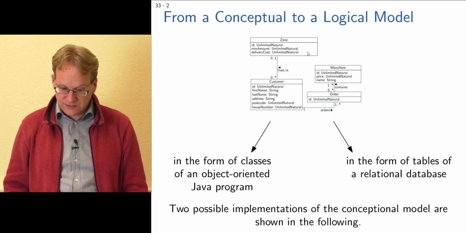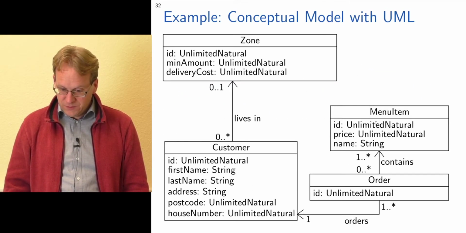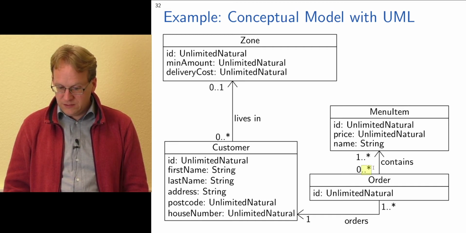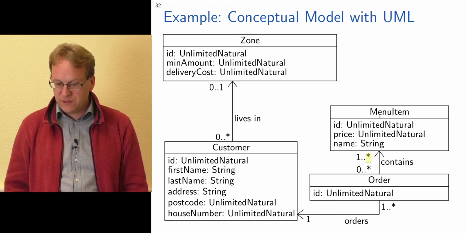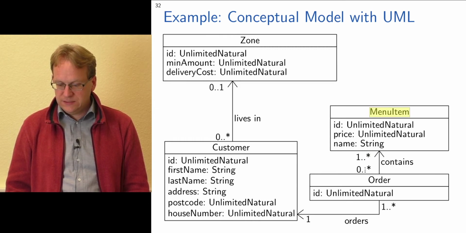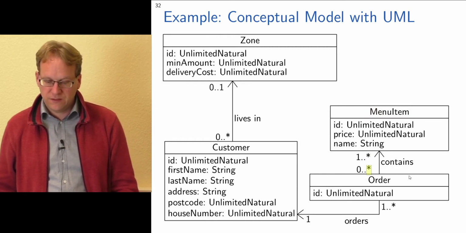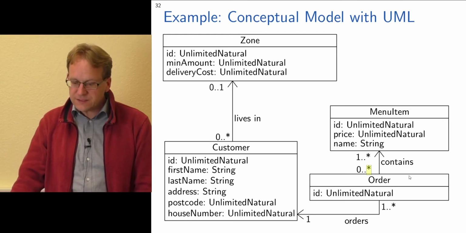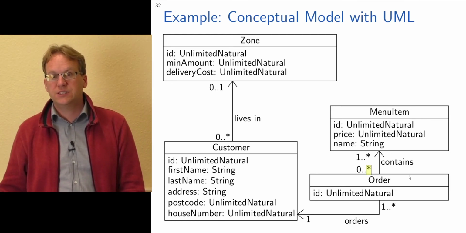I'm going back in my slides again. Here, between the menu item and the order class, we have this many to many association. Every order can contain an arbitrary number of menu items. And on the other hand, every menu item can be contained in an arbitrary number of orders. And that is called a many-to-many association.